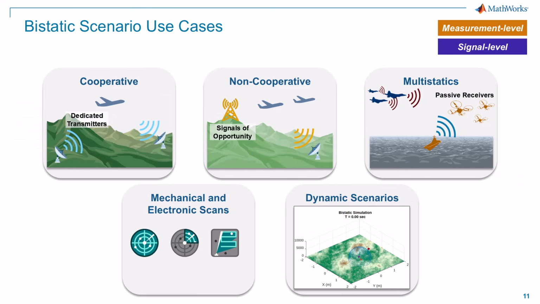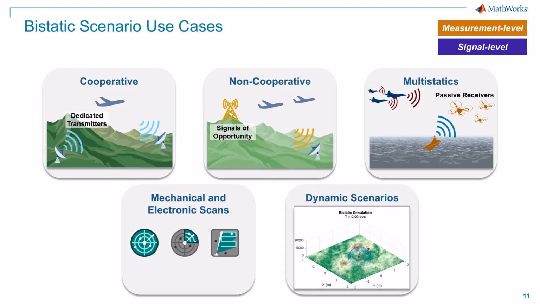Beyond individual signals, you need to model the full bistatic scenario. For the three configurations on the top: cooperative, where you own both the transmitter and receiver as a dedicated pair of assets; non-cooperative, where you exploit signals of opportunity from broadcast towers, cellular base stations, or other emitters that you don't control; and multistatic, for multiple passive receivers forming a distributed sensing aperture.